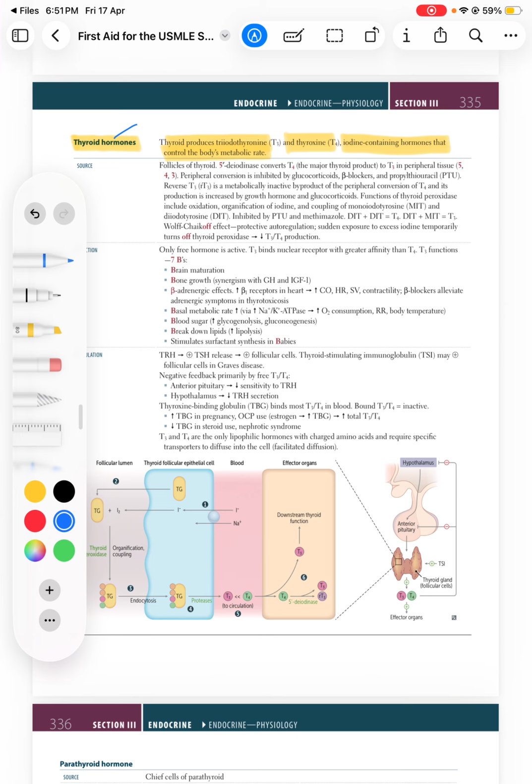Thyroid releases triiodothyronine and thyroxine. Thyroxine is T4. These hormones control metabolic processes in the body. Now, what is the source of these thyroid hormones?